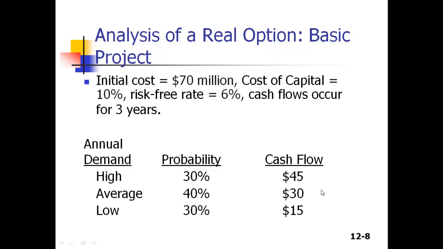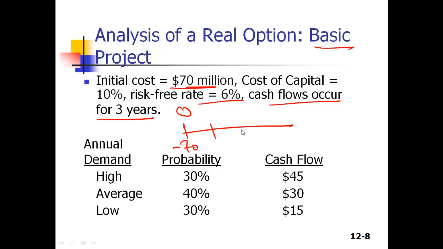Okay, so let's understand this through a very simple case. You have a basic project where the initial cost is 70 million. Cost of capital is 10%. Risk-free rate is 6%. Cash flows occur for 3 years. Okay. Now, in this very simplistic example, just to understand the concept, we will say the following. So, at time 0, you invest the 70 million. And then over 3 years, we have our cash flows.